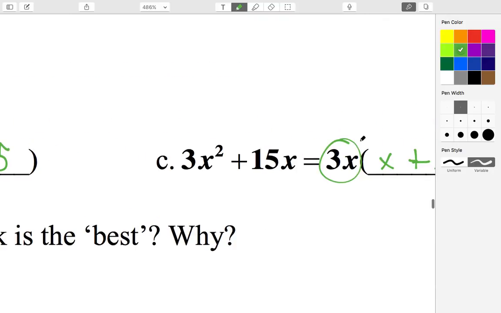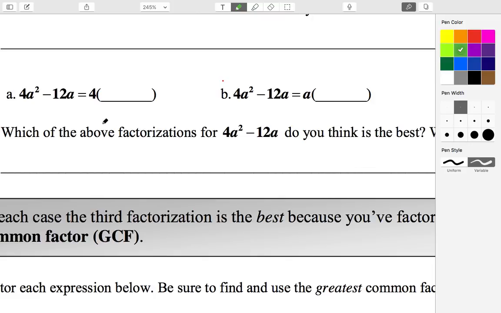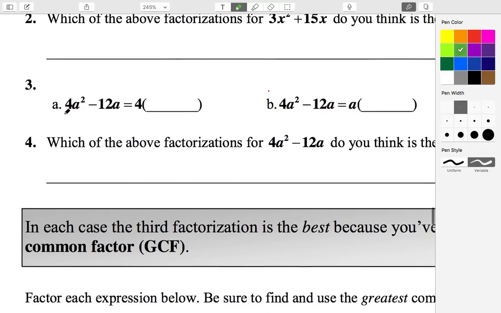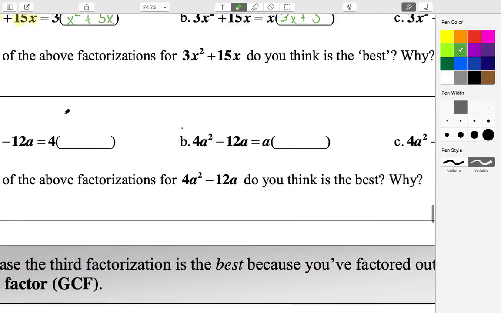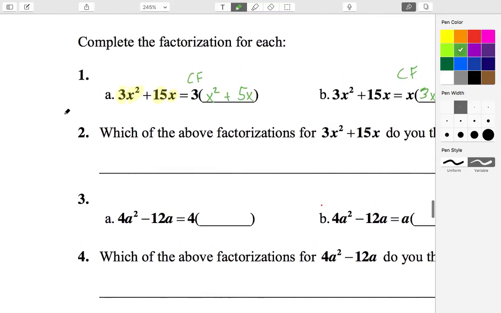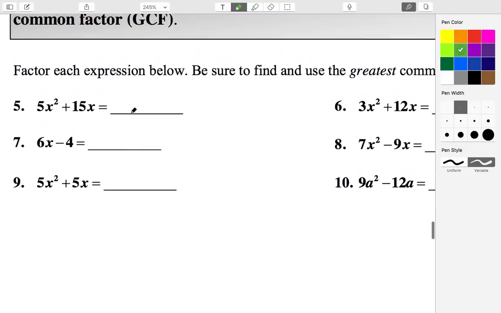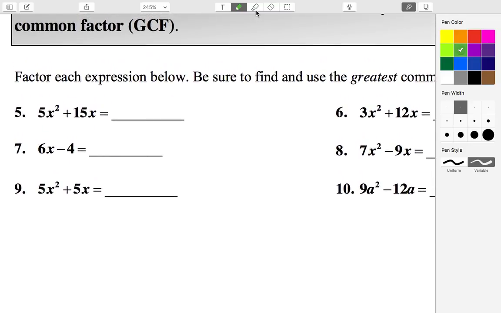Number 3. So we have, I'm just going to do A. Actually 3, since I did 1, I want you to do 3 all by yourself because 3 is very similar to 1. Okay, 5. 5x squared plus 15x. What is a common factor there? So we have 5 here, 15. So this is going to be 5. 5 times what gives me 5x squared? X squared. 5 times what gives me 15?